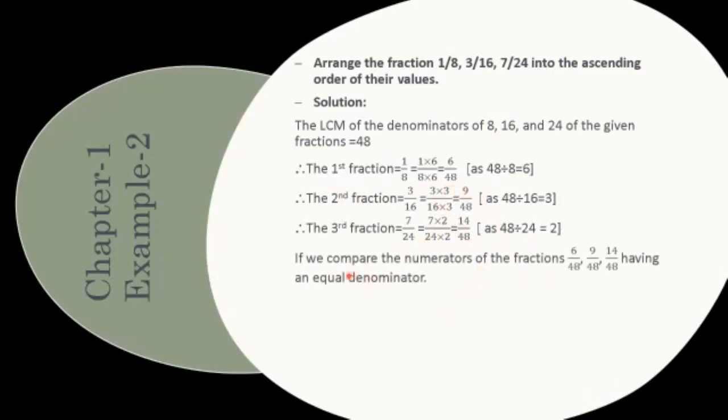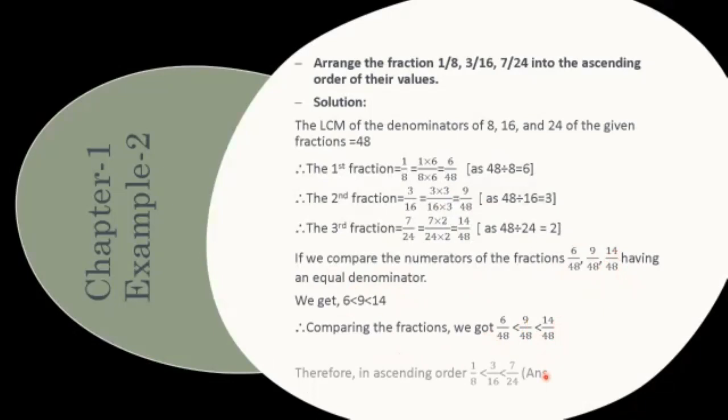Now the thing is, if we compare the numerators of the fractions 6 divided by 48, 9 divided by 48, 14 divided by 48, having an equal denominator, then we get 6 less than 9 less than 14. Therefore, comparing the fractions, we got 6 divided by 48 less than 9 divided by 48 less than 14 divided by 48.